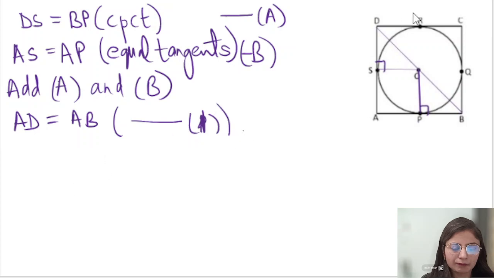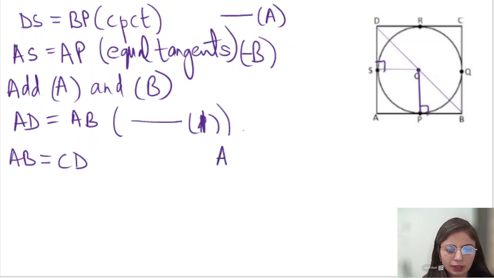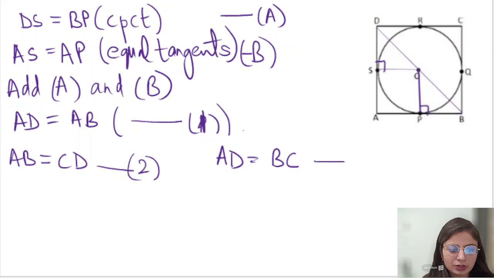Okay. Now we know that ABCD is a parallelogram and opposite sides of parallelogram are equal, right? So AB is equal to CD and AD equals to BC. Let's mark this equation as number 2 and this equation as number 3.